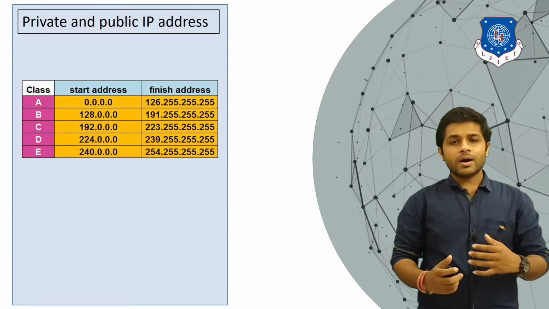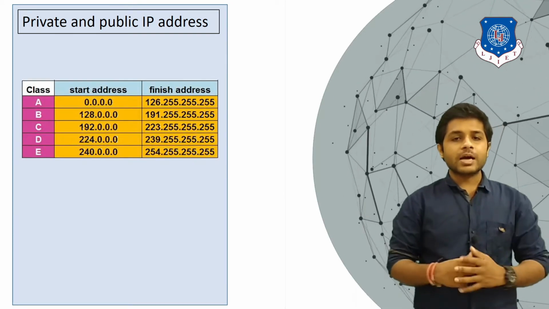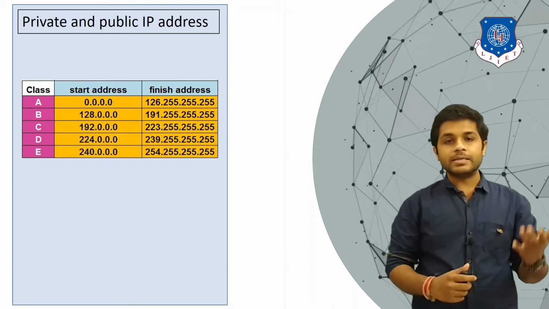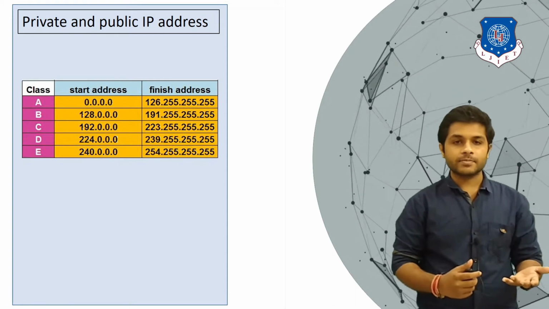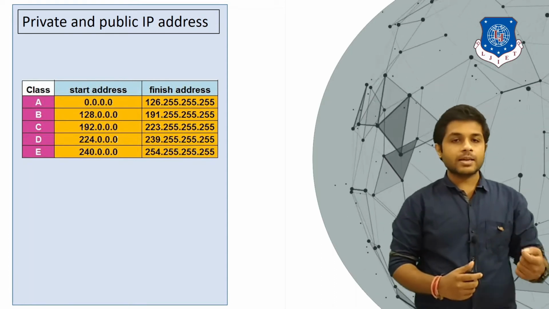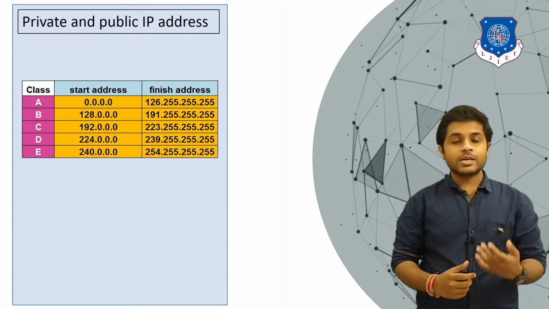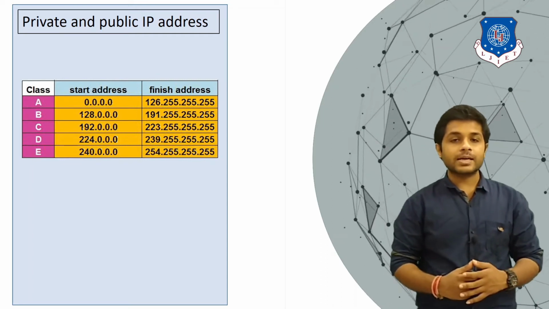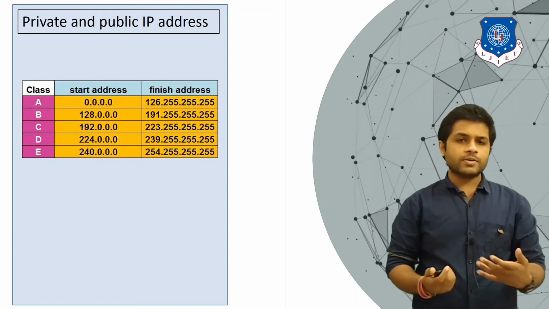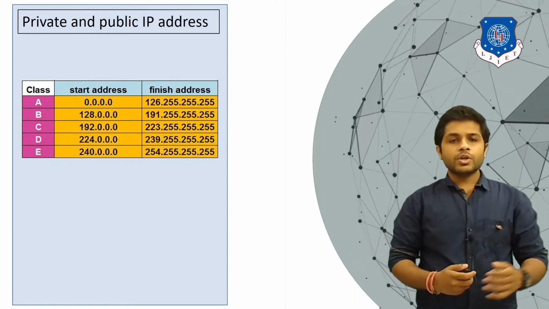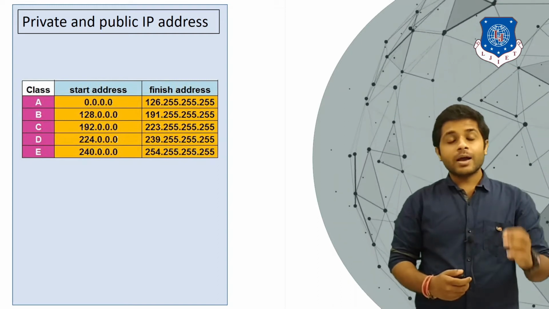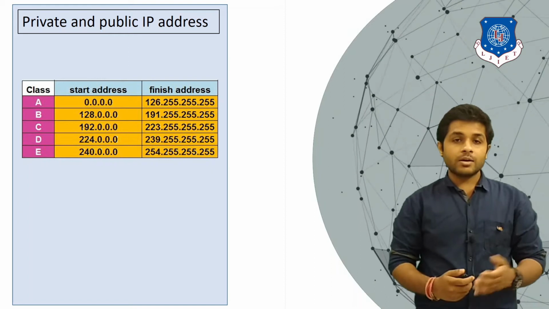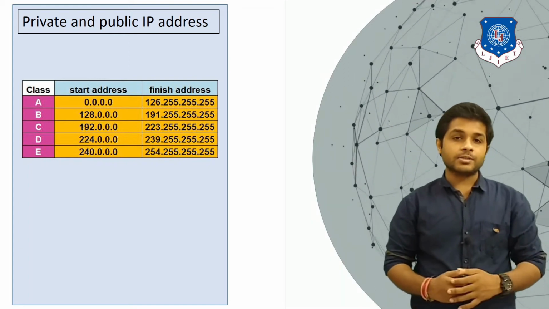The IPv4 addresses are divided into 5 classes, which are class A, B, C, D, and E. Class A, Class B, and Class C are known as unicast IP addresses. Class D is for multicast and Class E is reserved for development purposes. In each class, IP addresses are further divided into two categories, public and private IP addresses.